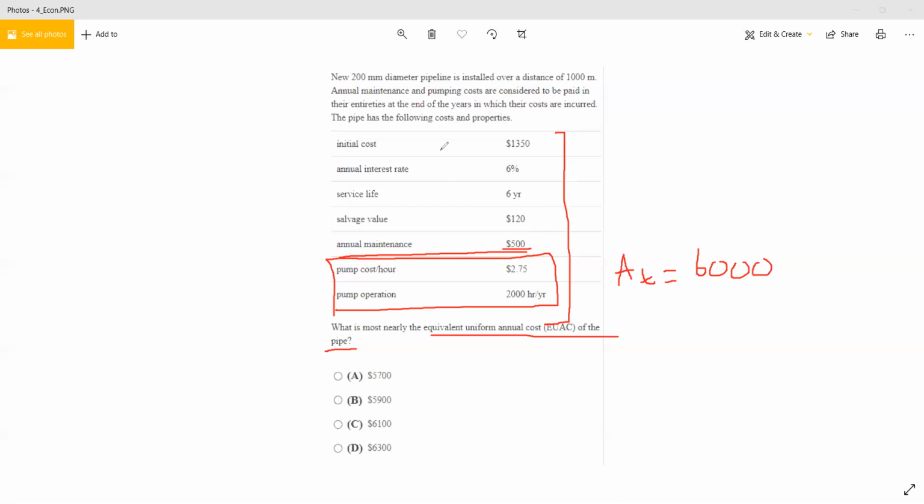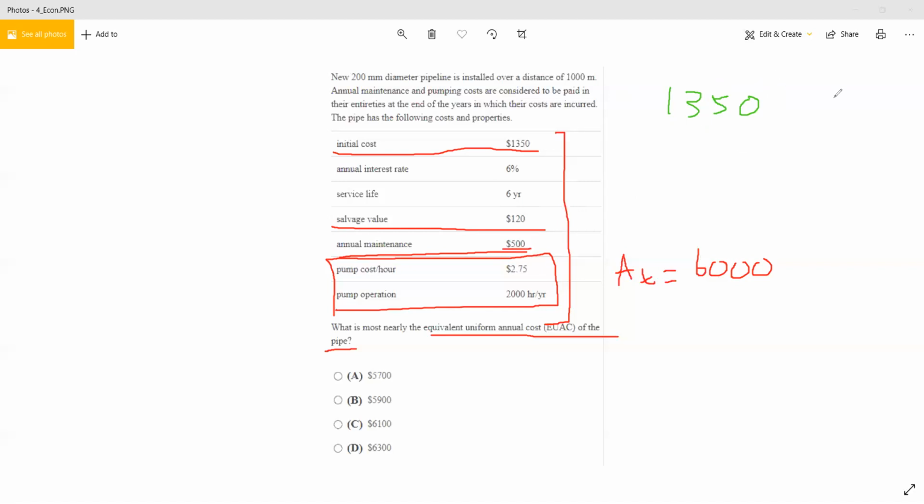Now what else do we got? Since we're being asked for the annual cost, we will assume that it's asking us to take everything into account. We're not doing anything capitalized cost wise. So we need to change everything here into an annual cost. How do we turn a present worth value into an annual value? How do we turn this 1350 into something spread out across 6 years? It's not quite dividing it by 6. There's something else we got to do.